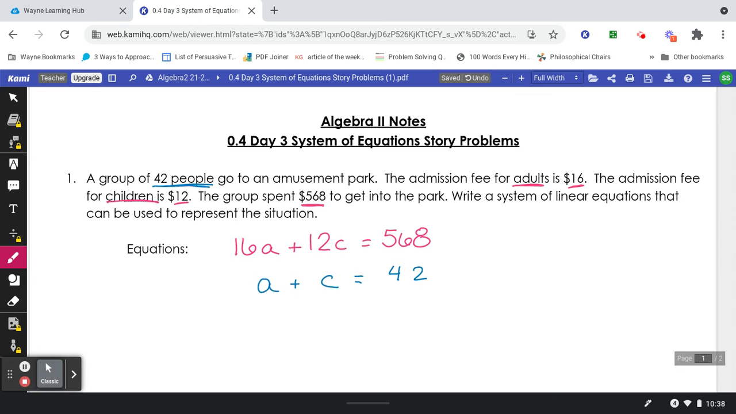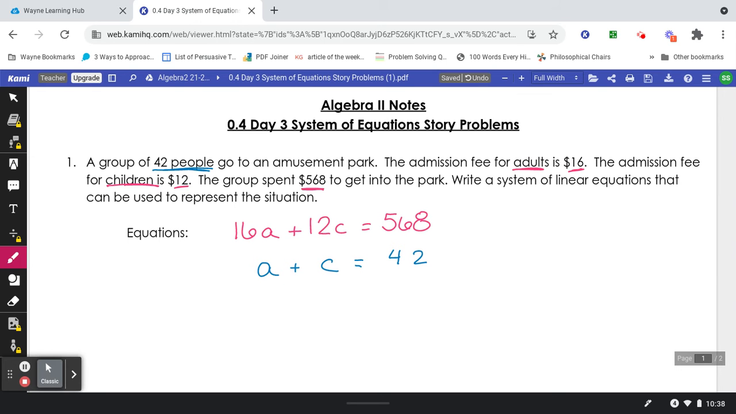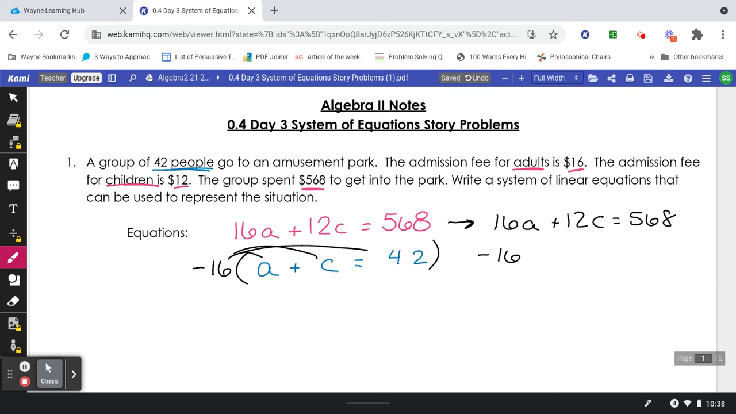The next thing I'm going to do, I'm going to solve this one using elimination because I have all the A's, C's, and numbers lined up. So I'm going to multiply this one by negative 16, so that way it cancels out the A's. And I'm just going to distribute. The top one stays the same. The bottom one gets multiplied by negative 16.